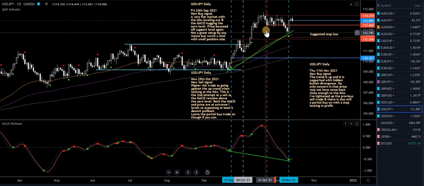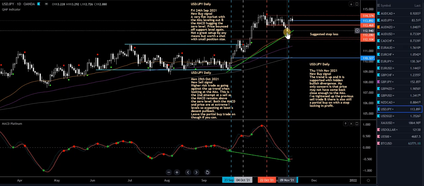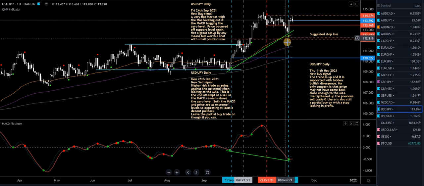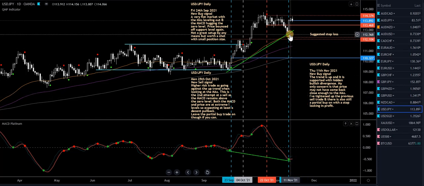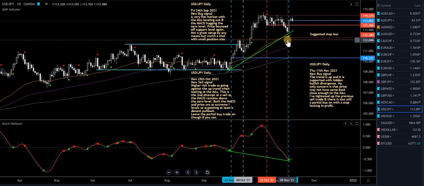Nice setup, hidden bullish divergence. My only concern was price probably didn't come back to the moving averages close enough. I think I made note of that. Yeah, didn't come back close enough to the moving averages. Ideally, you want to see price come back.